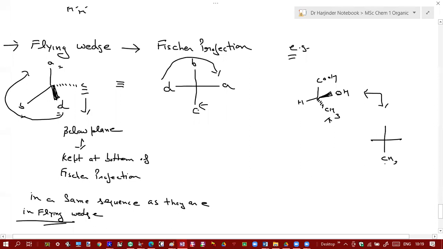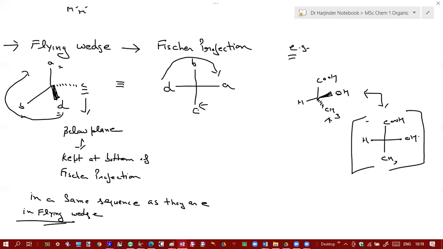Then how do we write the remaining groups? In the same sequence in which they are present in the flying wedge structure. So what should I write over here? So H, here COOH, and OH. So that is your structure. Is it clear? Yes, sir.